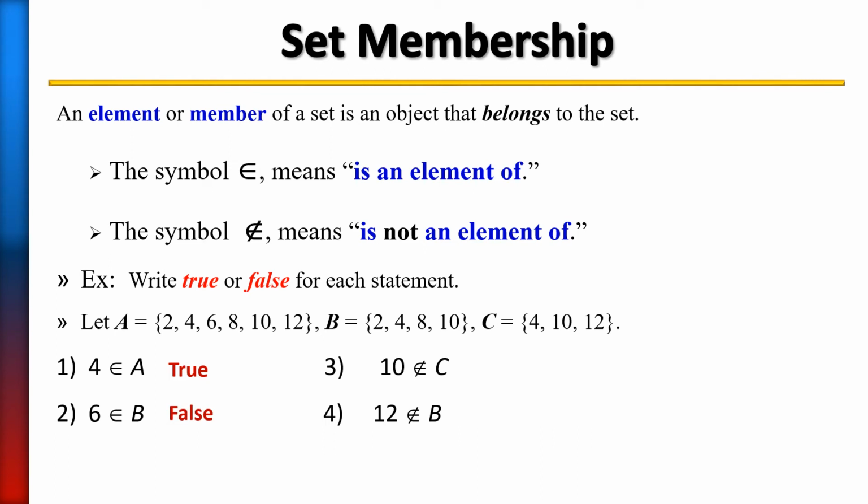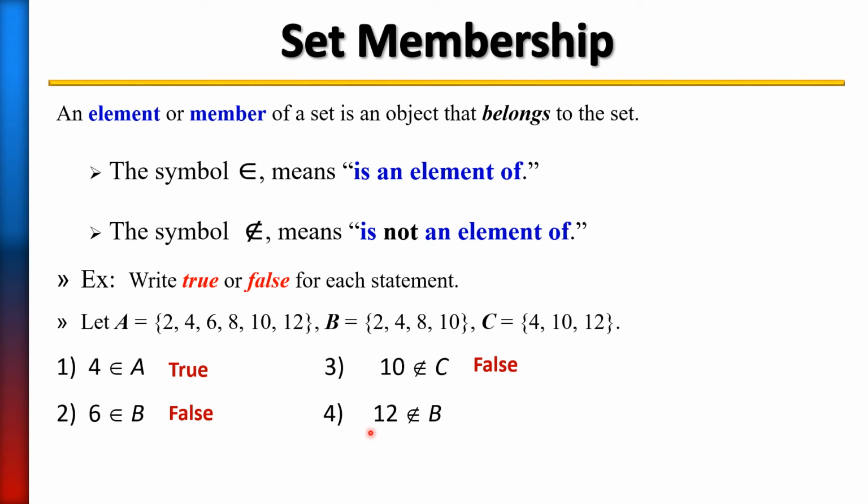Let's go to number 3. This statement says that 10 is not an element of set C. Let's go to set C, and there you do see that 10 is an element or member of that set. So therefore, this statement that 10 is not an element of set C is a false statement.